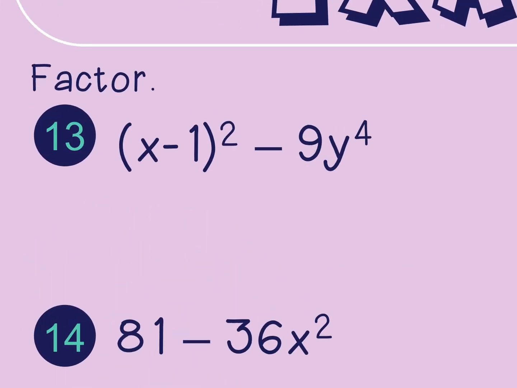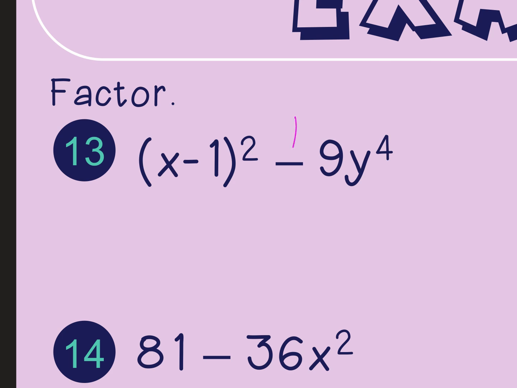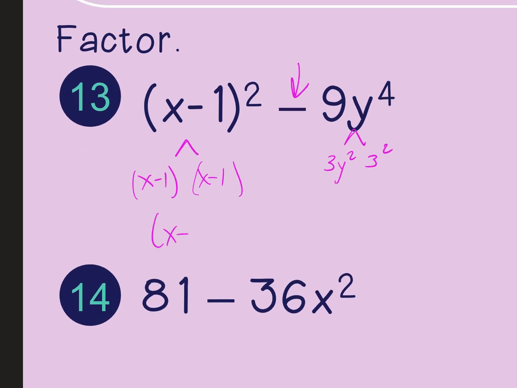All right, same thing here. This is the difference, minus sign, of perfect squares. I have x minus 1, x minus 1. Here I have, what times what's going to give me 9? 3 and 3. What times what's going to give me y to the fourth? Y squared. So my two parentheses would be x minus 1 plus 3y squared, and x minus 1 minus 3y squared.